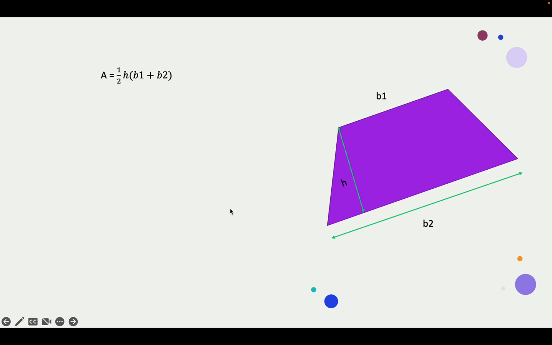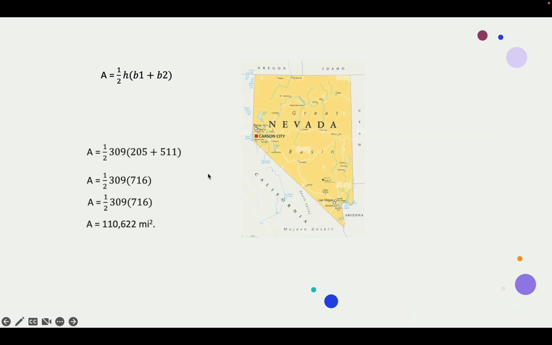Here's the formula for the area of a trapezoid. The area of a trapezoid is half of that height times the base 1 plus base 2. Let's go ahead and try an example. So check this out. I went ahead and left it all open for you, but let me spell it out for you step by step.